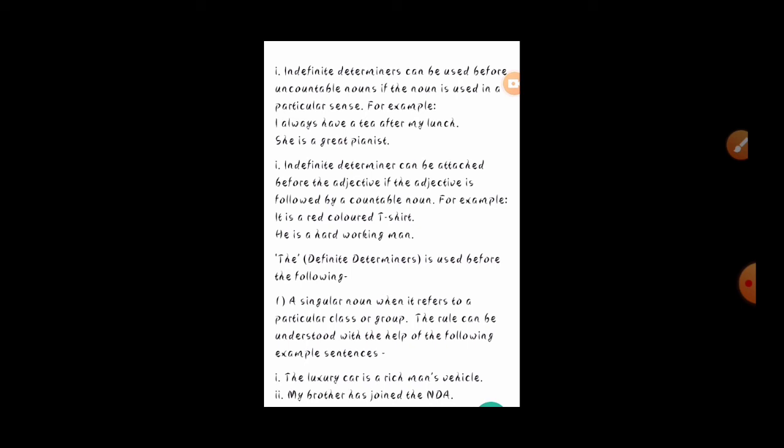So what is the example? The luxury car is a rich man's vehicle. So in this, it is very clear that they are using a singular noun giving reference to a particular class or group. That means a luxury car is a rich man's vehicle only.